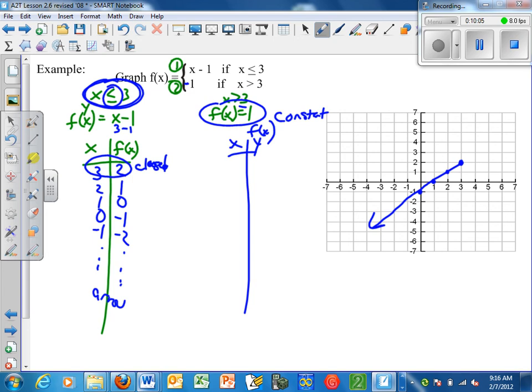So when we make the table here, x, y, or f of x, we are going to pick x values bigger than 3. Now, I'm actually going to put 3 in here, even though it says x is bigger than 3. This just means it's going to be an open circle right here. Okay? So at 3 we're at 1, and we're going to go bigger. 4 we're at 1, 5 we're at 1, 6 we're at 1, and so on. It's going to continue on in that direction.